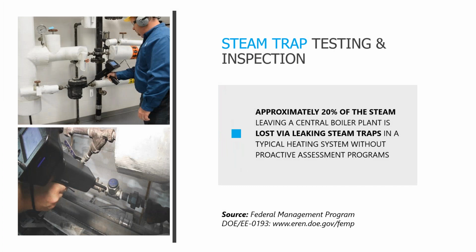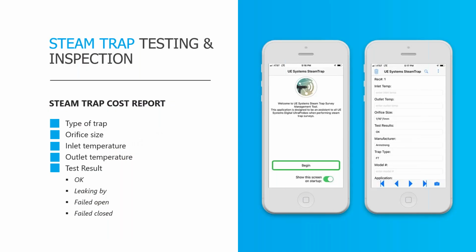And here is that stat. Again, 20% of the steam leaving a central boiler plant is lost via leaking steam traps. The biggest factor with steam is going to be trap identification. So that kind of leads us into this steam trap testing and reporting app.